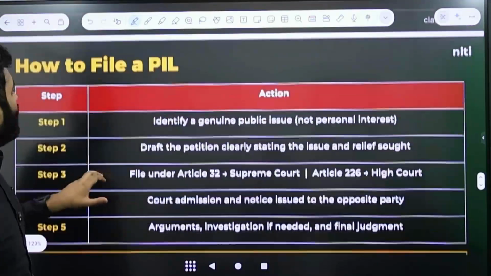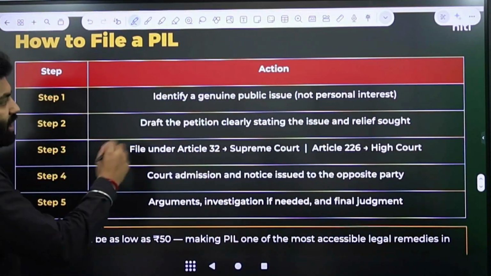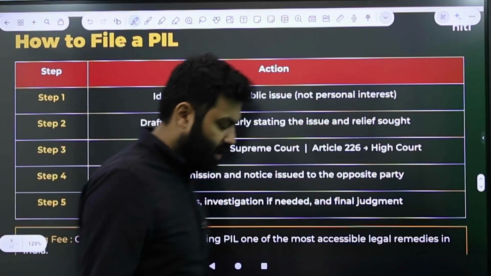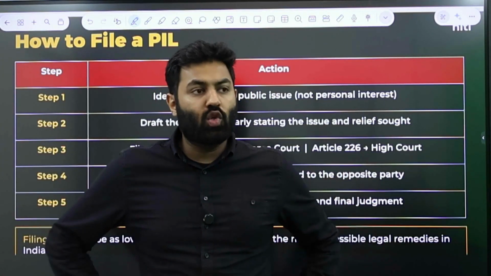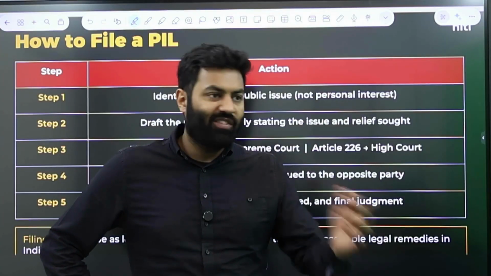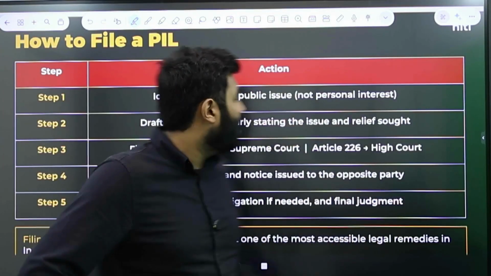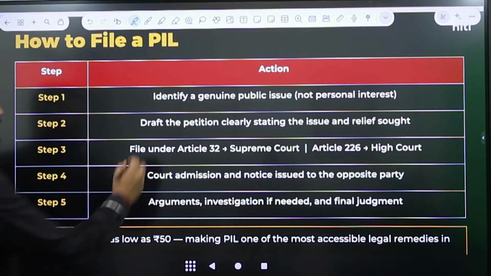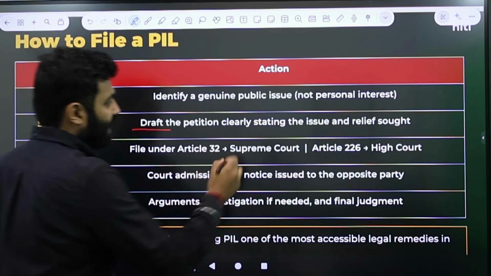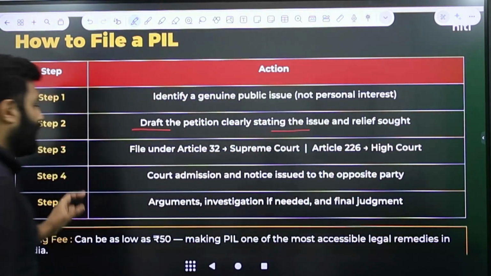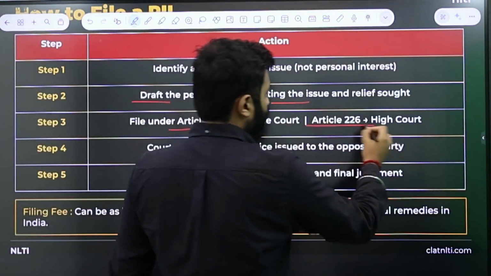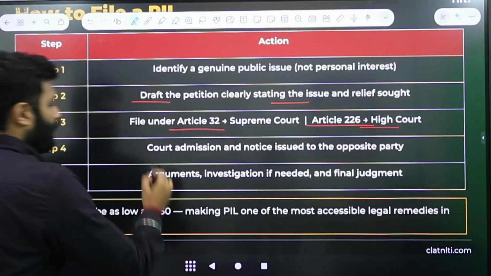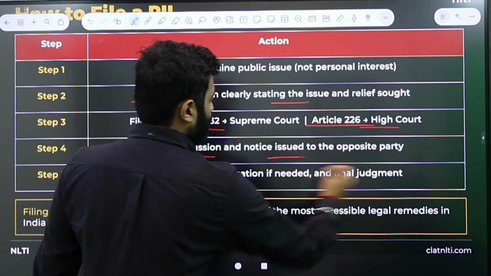Okay. How to file a PIL? Step one, identify a genuine public issue, not a personal one. Majority of the time it can be an issue of environment, an issue of, let's say, social security, a workplace problem, a gender problem, right? Step two, draft the whole petition clearly stating the issue and relief sought. Step three, file under Article 32 in the Supreme Court, Article 226 in the High Court. Step four, court admission and notice issued to the opposite party.